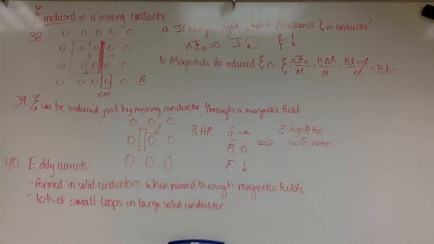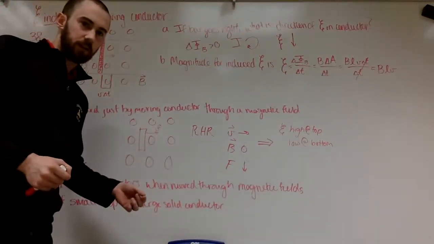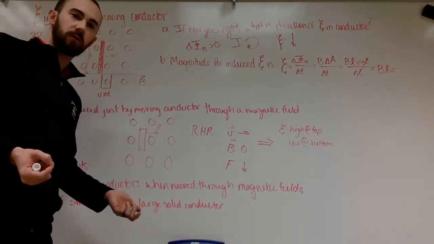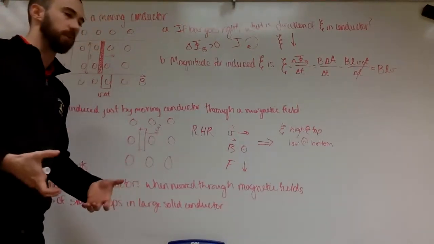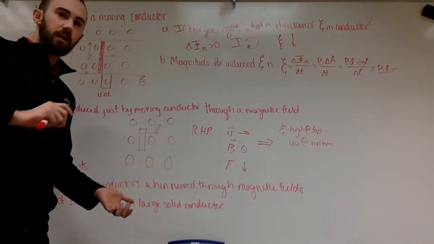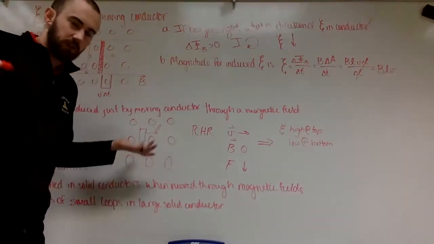And the last thing we're going to talk about, it's not super important for the AP test, but it's useful to know, are eddy currents. So we've been dealing with very thin objects where charges can really only flow one way. But let's say I have a big old metal cube and it goes through a magnetic field. How would the charges flow through that? Are they just going to flow on the outside?